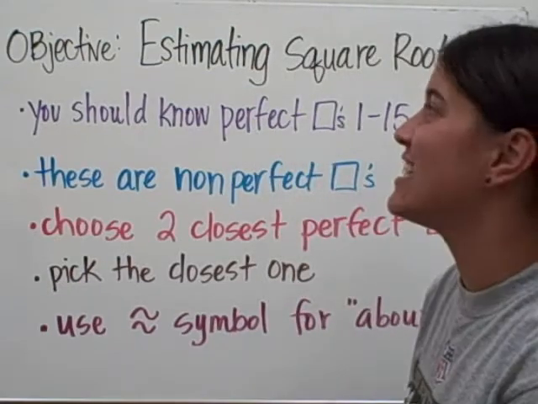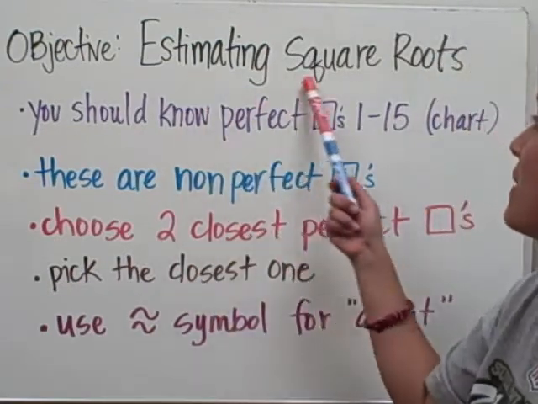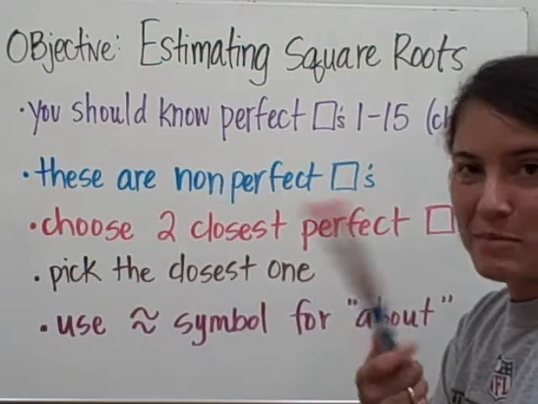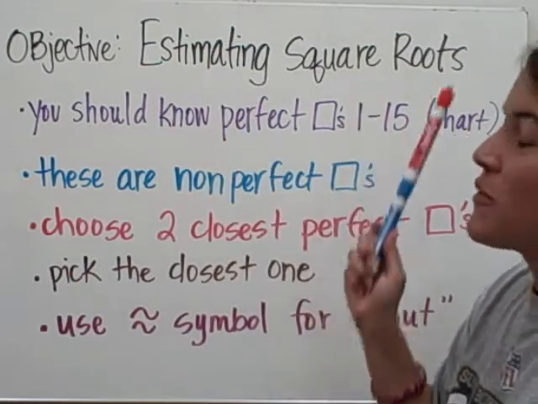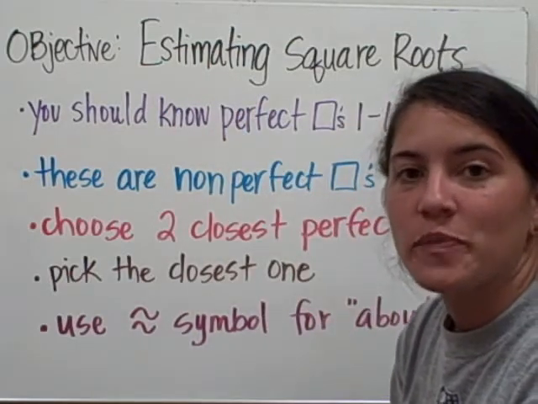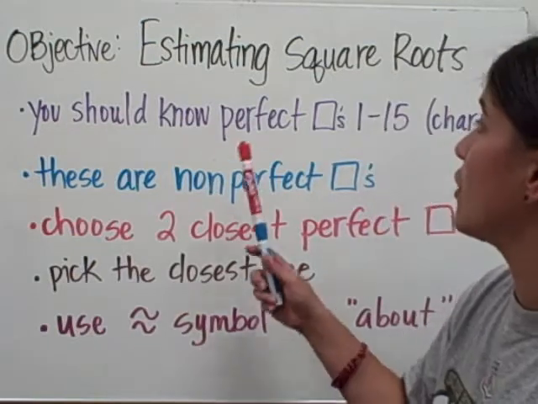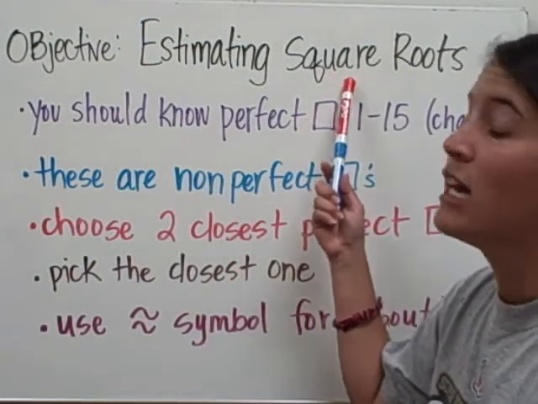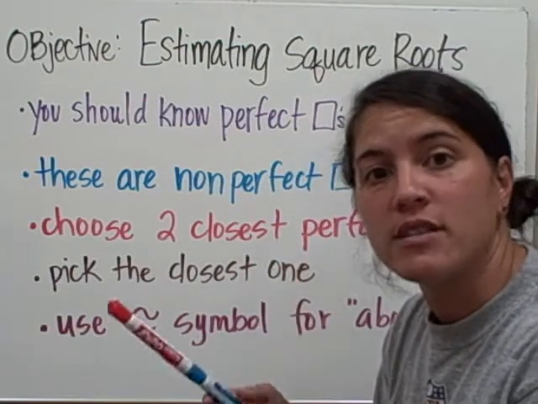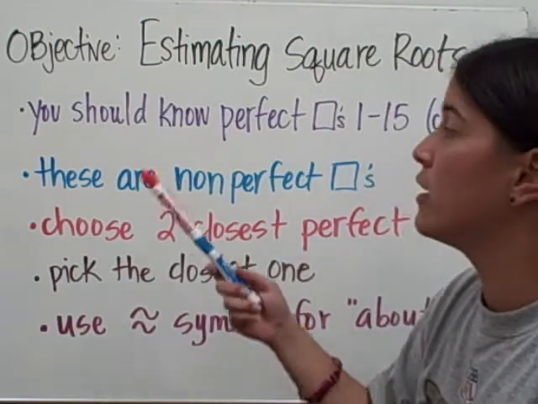Hey y'all, this lesson is about estimating square roots. You like my pointer? Estimating square roots. We've been working with square roots and square cubes, and so far we've been working with perfect squares, but today the focus is what if it's not a perfect square? How do you estimate the square root if it's not a perfect square?